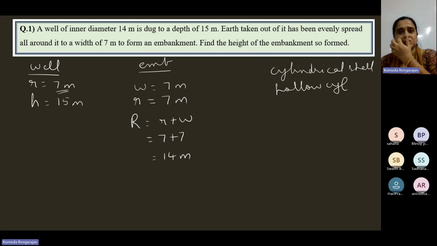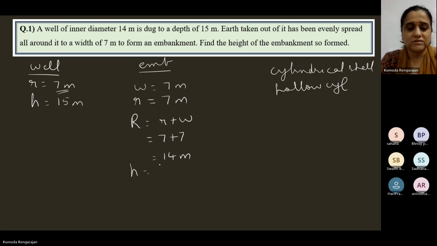So after reading the question, understanding the information given, you need to write out the solids you see in the figure. So here we have a well and an embankment. For the well, we only need R and H. We have written R and H. For the embankment, which is a hollow cylinder or a cylindrical shell, we have two R's, one inner radius, one outer radius, and height. So we have calculated the inner radius is nothing but the radius of the well. The outer radius is inner radius plus the thickness of the wall. And the height is not known. That's what we have to find. So let me call this H1 because we already have H here.